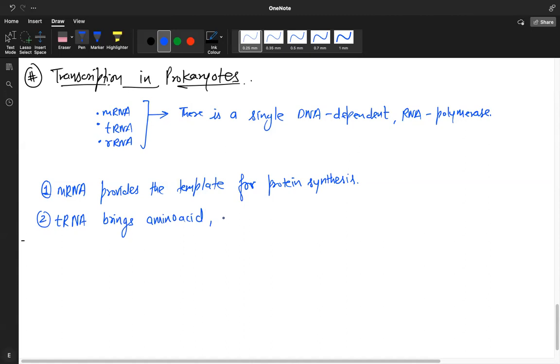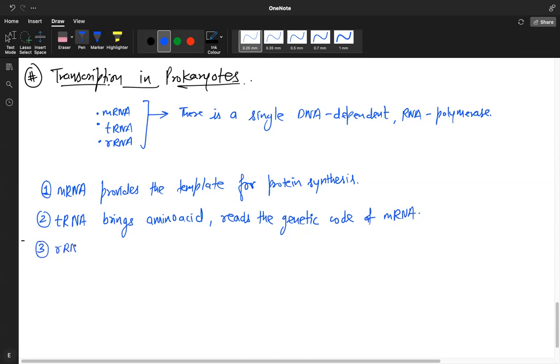It also reads the genetic code, because both these processes are clubbed together. The molecule which can read the genetic code can only bring the amino acid. How? We will discuss in translation, but just know that tRNA brings amino acids and reads the genetic code of mRNA. Okay.